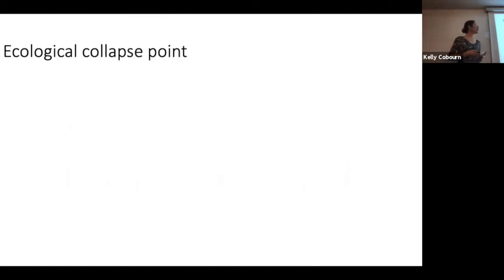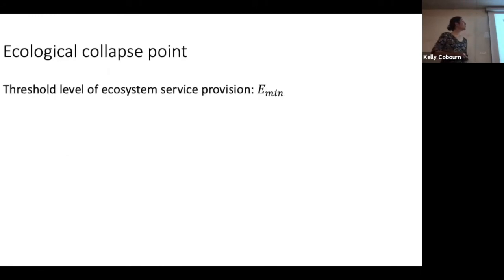The final piece that we want to add into this model is the potential for an ecological collapse point. The way that we think about introducing this into the problem, again, this is a deterministic threshold, is that we'll specify some threshold level of ecosystem service provision, E sub min. When ecosystem service provision hits this level, we have system collapse, and we no longer have any ecosystem service provision after that point. In other words, there's no salvage value in this problem once you cross this threshold.